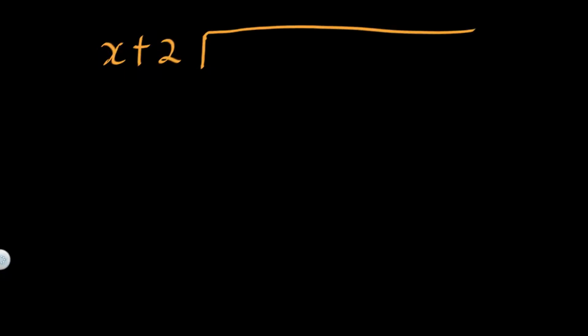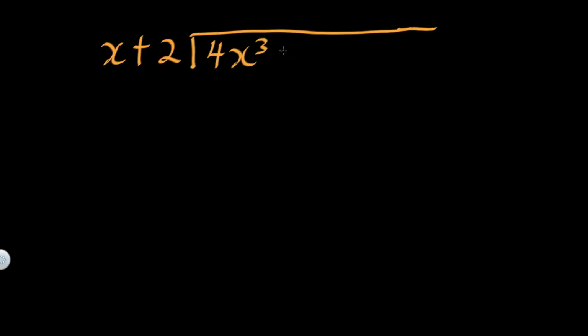So I'm going to write my divisor as x plus 2. Then under this sign, I'm going to write my dividend. So this is my dividend. I'll write it here. Pay attention to certain adjustments that I'm going to make. So it is 4x cubed plus 6x squared plus 8. You have to do something before you start your long division.